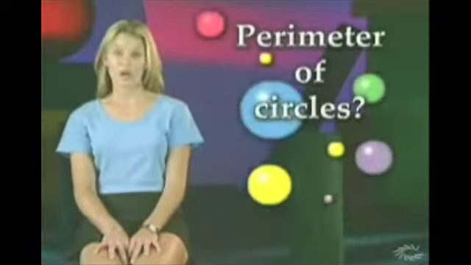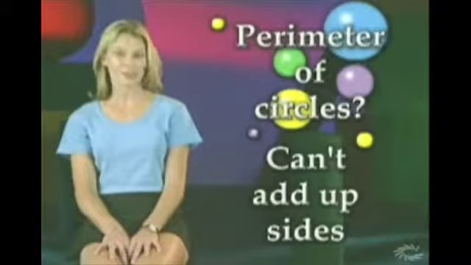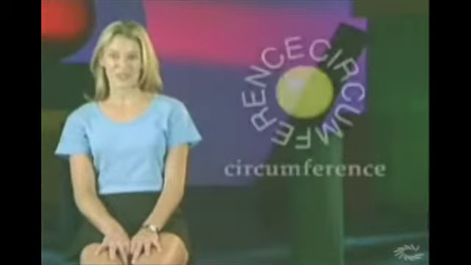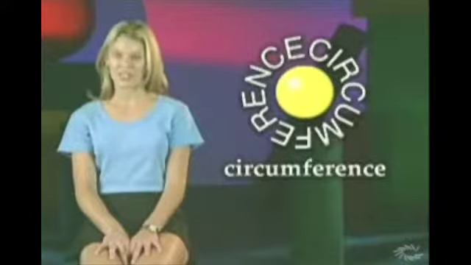Okay, now we've got perimeter. Add up the sides. But what about the perimeter of circles? We can't just add up the lengths of the sides like we do with triangles, pentagons, and other polygons. There's a new deal with circles. For one thing, we call the distance around a circle its circumference. For more information about circles and circumference, we'll have to take a little trip to Circleville.